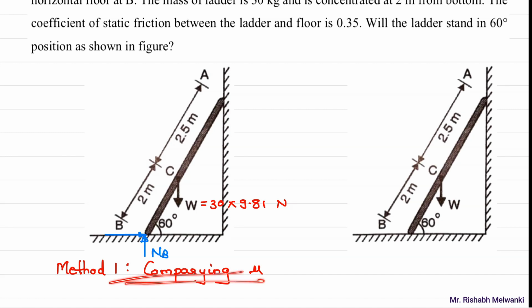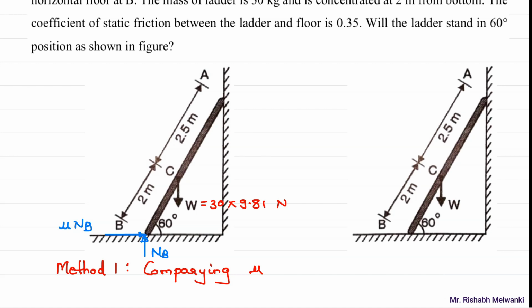So first we are going to compare mu. So here this will remain mu into NB. Even though the mu value is known, I'll consider this mu as unknown so that I can compare whatever mu I am getting over here with this 0.35. Then at point A, it is slipping in the downward direction, but at point A mu is not given, it is a smooth surface. So now I will consider the condition of equilibrium.